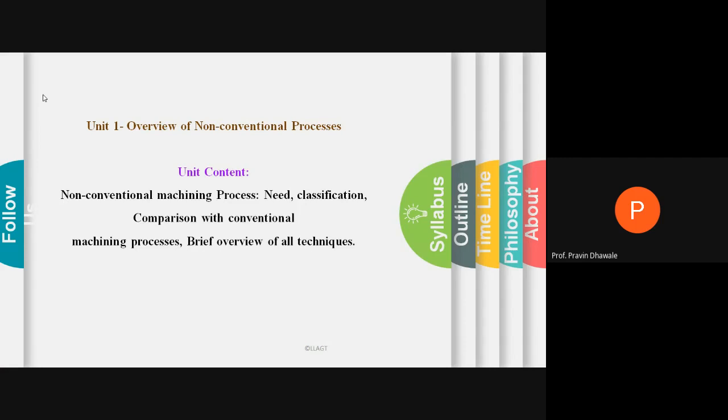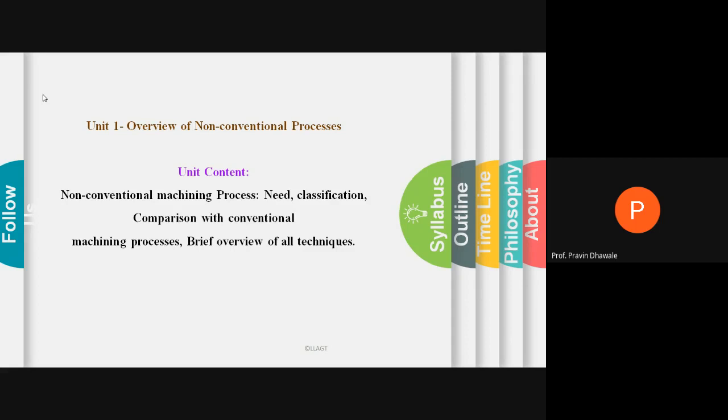In conventional machining, you require a cutting tool, and the material of that cutting tool is harder than the material of the workpiece. Then and only then will the cutting tool remove the material from the workpiece.